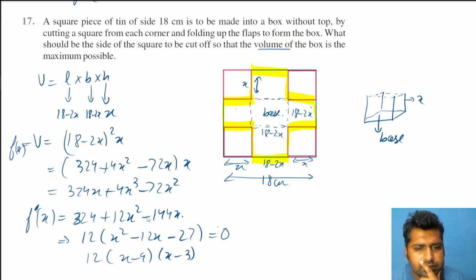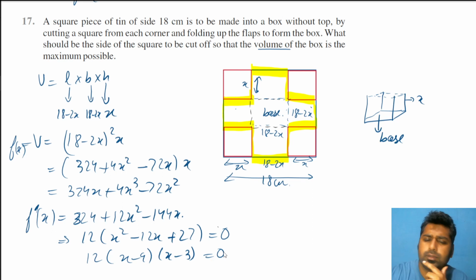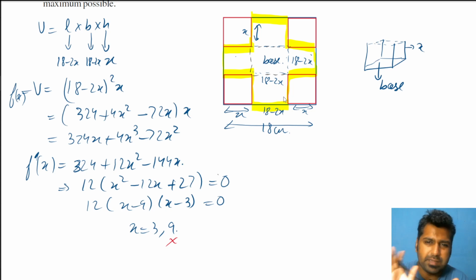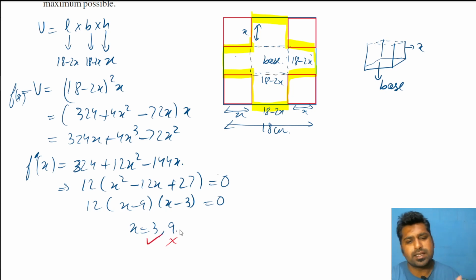There is some change in sign. Sorry, x square was positive, x was negative, and this 324 should have been positive. Now it's okay. So we got the value of x as 3 or 9. You can directly reject 9. Reason being, if x is 9, 18 minus 2x will be 0. That means you will not have any base, then volume will be minimum. So at x equal to 3, we can say it is maximum.